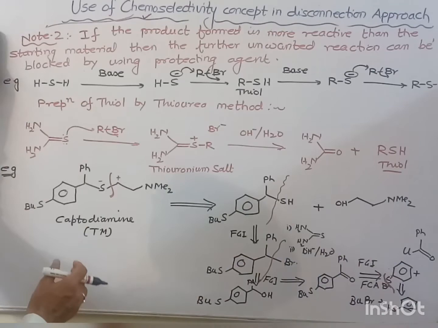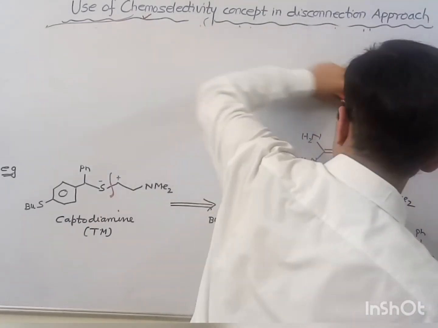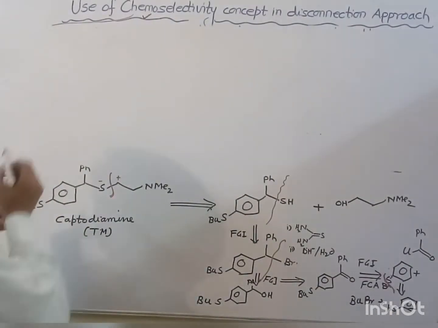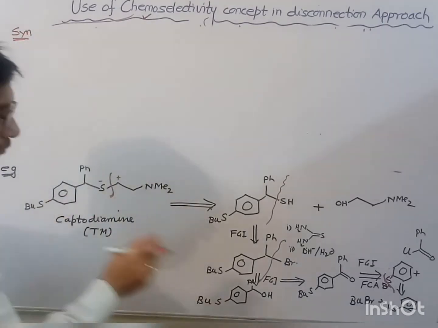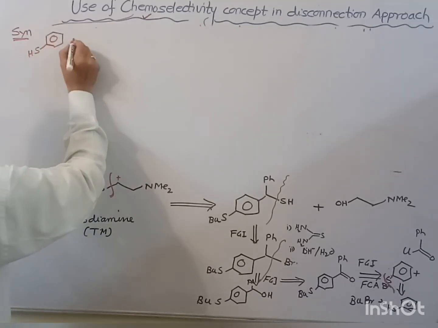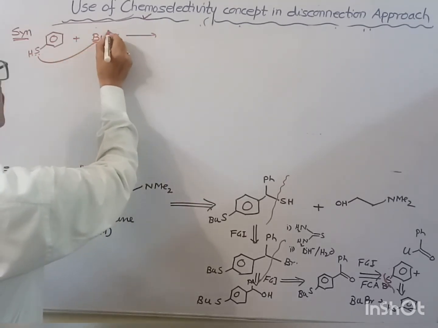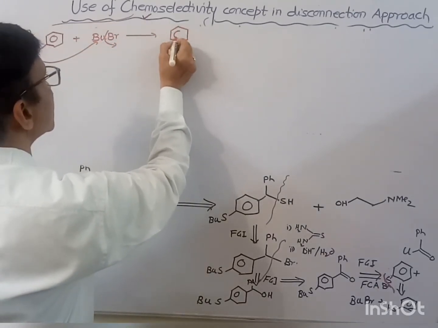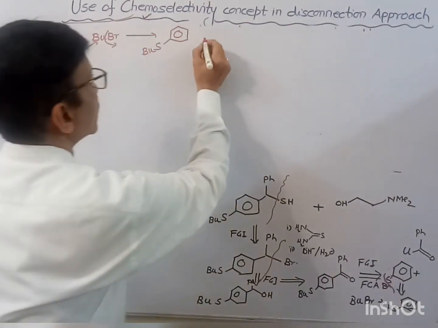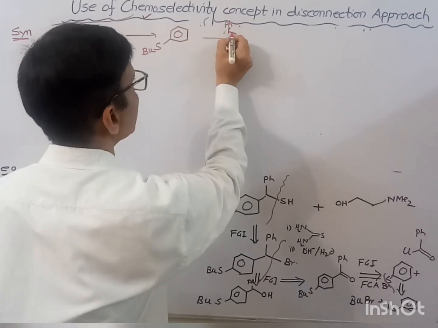Okay, so let me write the synthesis. So first of all, we have benzene thiol, this in presence of butyl bromide, so we will get this molecule. Okay, now this will undergo Friedel-Crafts acylation.